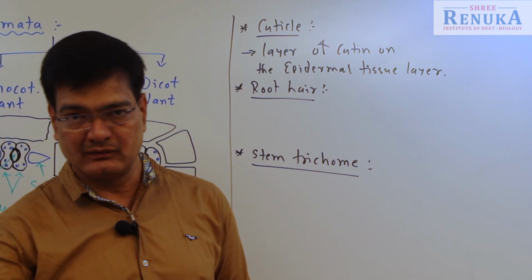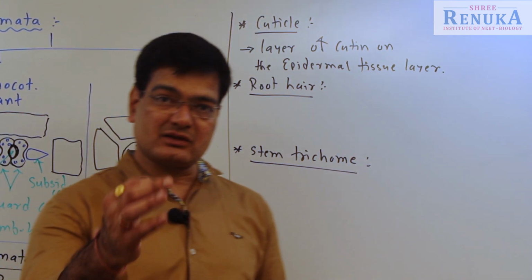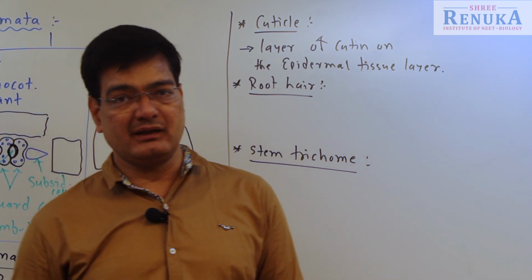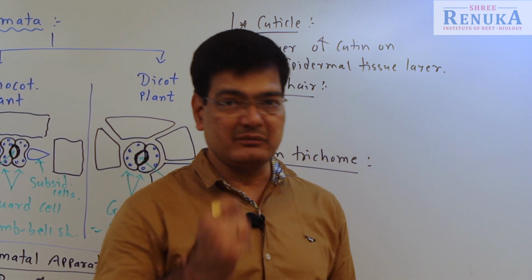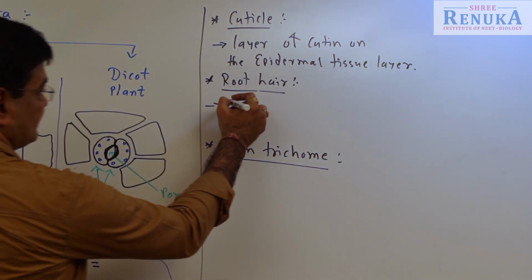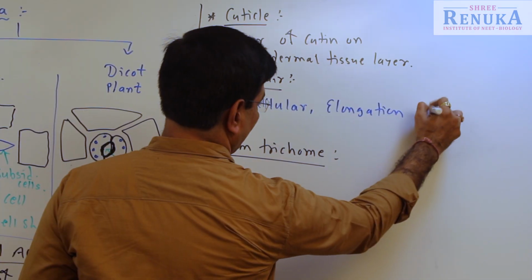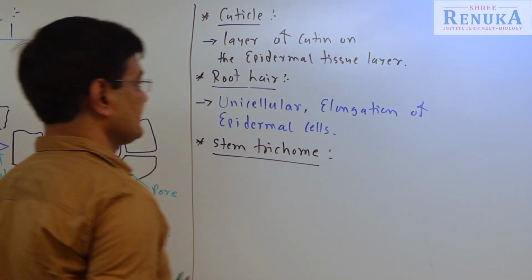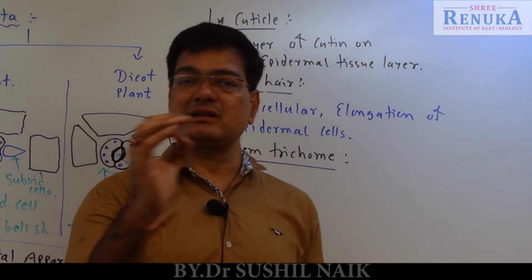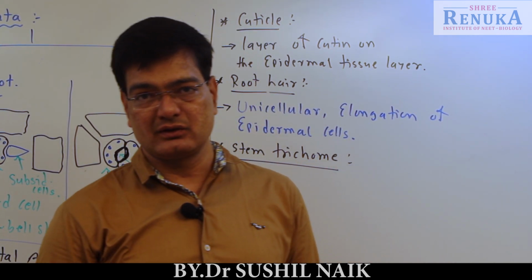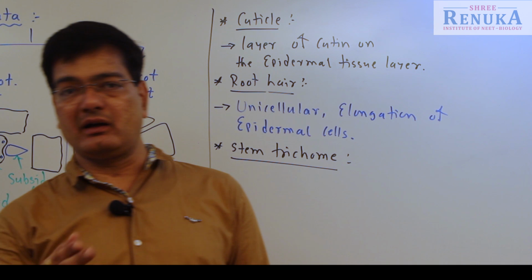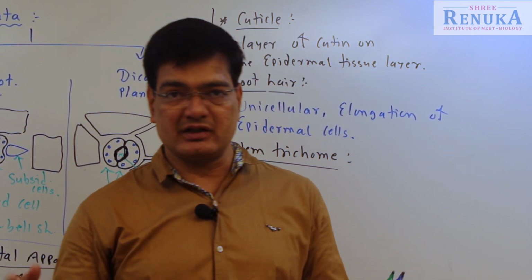In the case of stem, it may or may not be present. But in the case of root, it is always absent as it is impermeable to water, and root is concerned with the absorption of water and minerals. Root hair is a unicellular elongation of epidermal cells. Students, root hair increases the surface area for absorption of water and minerals in the case of root. So, root hairs are always found on the mature part of the root.